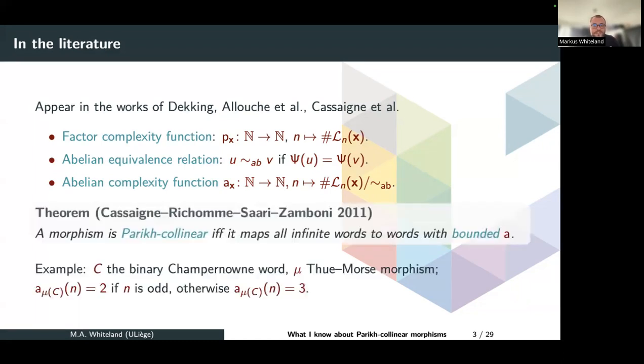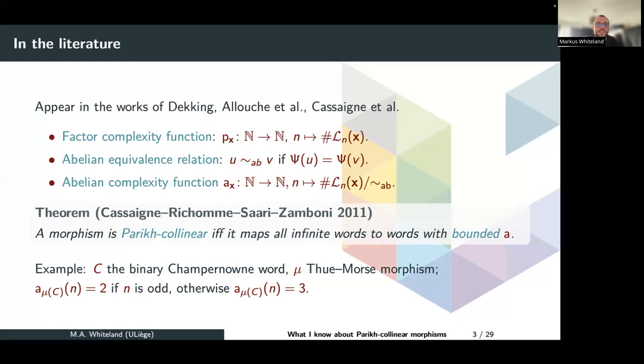And how is this related to Parikh-collinear morphisms? Well, this is a result of Cassaigne, Richomme, Saari, and Zamboni saying that a morphism is Parikh-collinear if and only if it maps all infinite words to words with bounded abelian complexity. For example, if you take the binary Champernowne word, which contains all binary words, and μ the Thue-Morse morphism, the abelian complexity function of μ of the Champernowne word will be bounded, and it's 2 if n is odd and 3 otherwise.